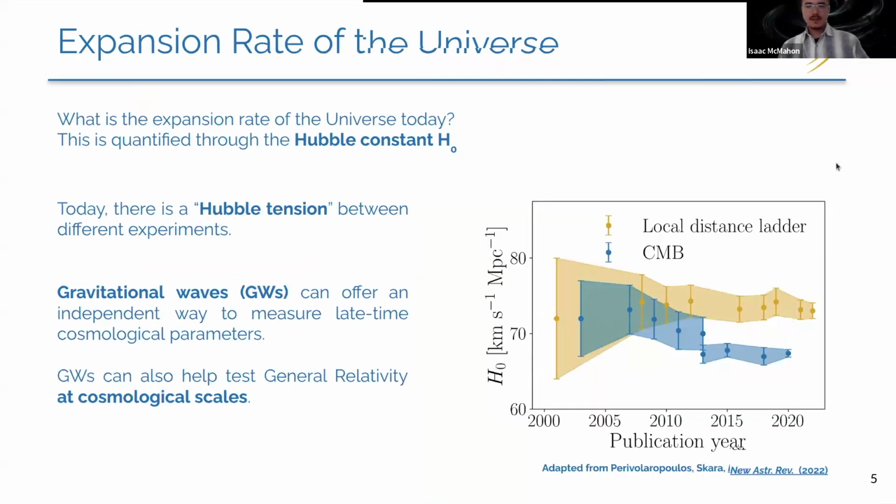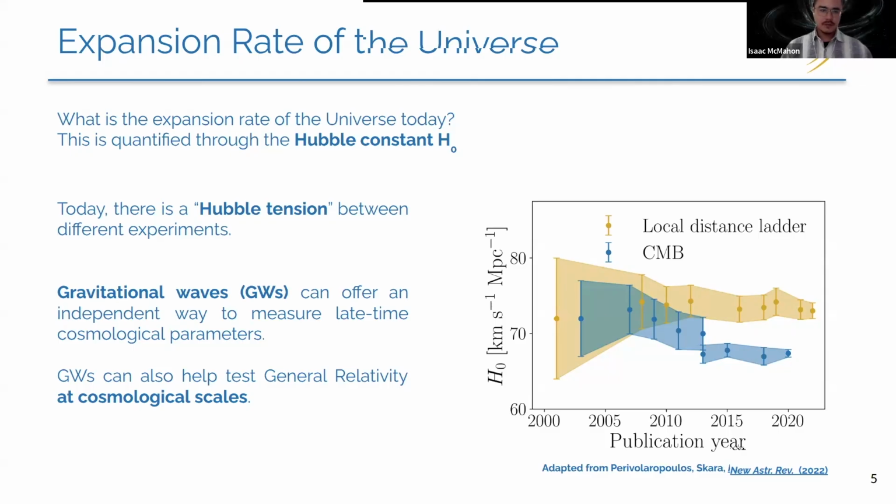Okay, great. Hello, everyone. Thank you for your attention. As Xinyu said, I'm Isaac from the University of Zurich. Let's start from the very beginning. So what are we trying to measure? We know that the universe is expanding, and it has been for a long time. And we want to know what the expansion rate of the universe is as it is today. This is quantified through the Hubble constant, which is denoted as H naught.